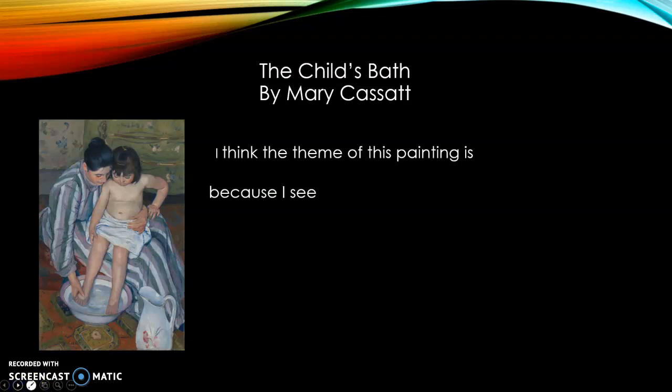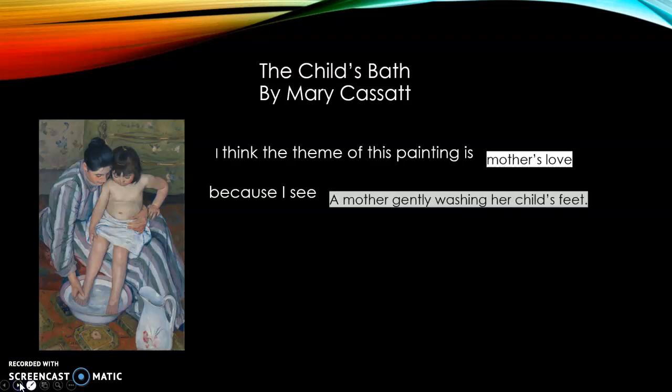There you go. I think the theme of this painting is blank because I see blank. So I said the theme is mother's love because I see a mother gently washing her baby's feet.